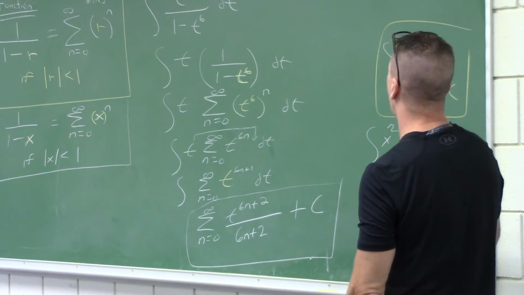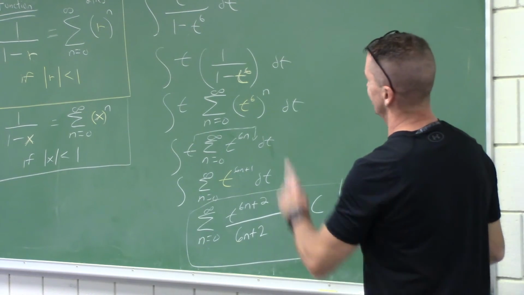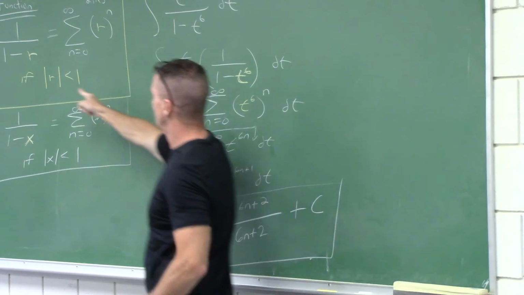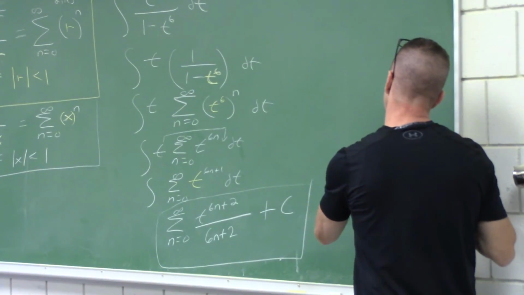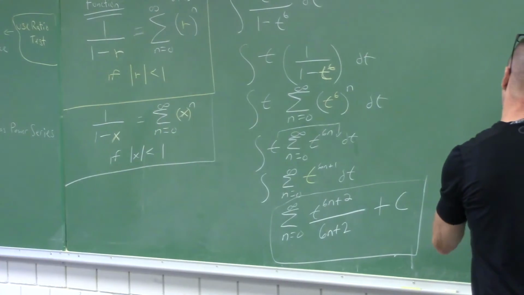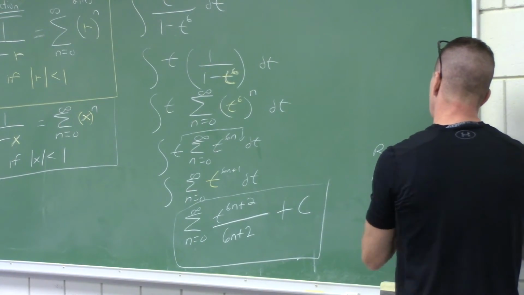It works. Well, hold up. For what values of t does that work? Does that work for every value of t? Let's go back. When will this work? I'm going to make a note. This is that radius thing. What's the radius? This only works if the absolute value of what is less than 1? And can you simplify that?